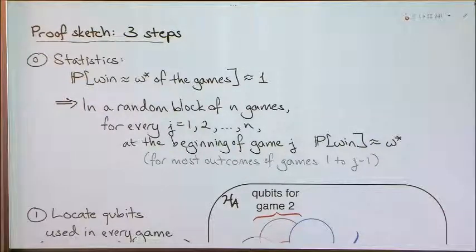That's false. But you win every single one of those games with probably 85% most of the time. So for most of the previous games, you're going to win the current game with probably 85%, which means I can apply the single shot CHSH game rigidity theorem. And so this says that in a random block of n games, every single game is being won with probability about omega star minus epsilon, and so we have qubits.